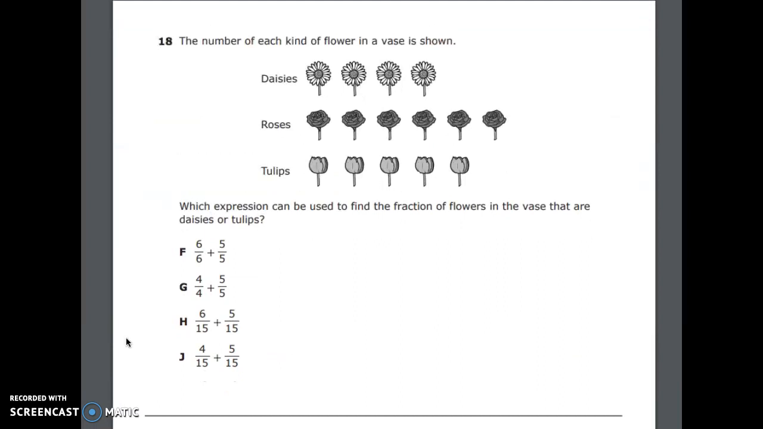Number 18. The number of each kind of flower in a vase is shown. Daisies, roses, tulips. Which expression can be used to find the fraction of flowers in the vase that are daisies or tulips? 6/6 plus 5/5, 4/4 plus 5/5, 6/15 plus 5/15, 4/15 plus 5/15.